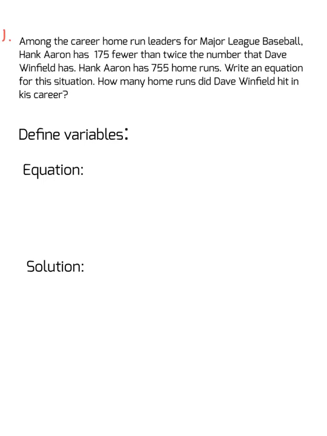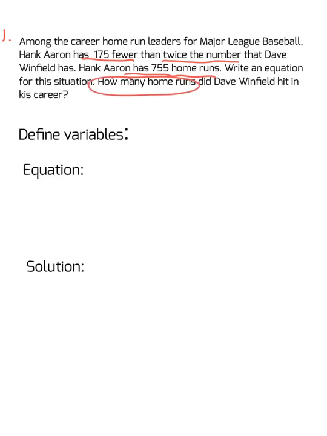So we want to go back and read it and underline important information. Among the career home run leaders for Major League Baseball, Hank Aaron has 175 fewer than twice the number that Dave Winfield has. Hank Aaron has 755 home runs. Write an equation for this situation. How many home runs did Dave Winfield hit in his career? So I'm going to circle our question, how many home runs?